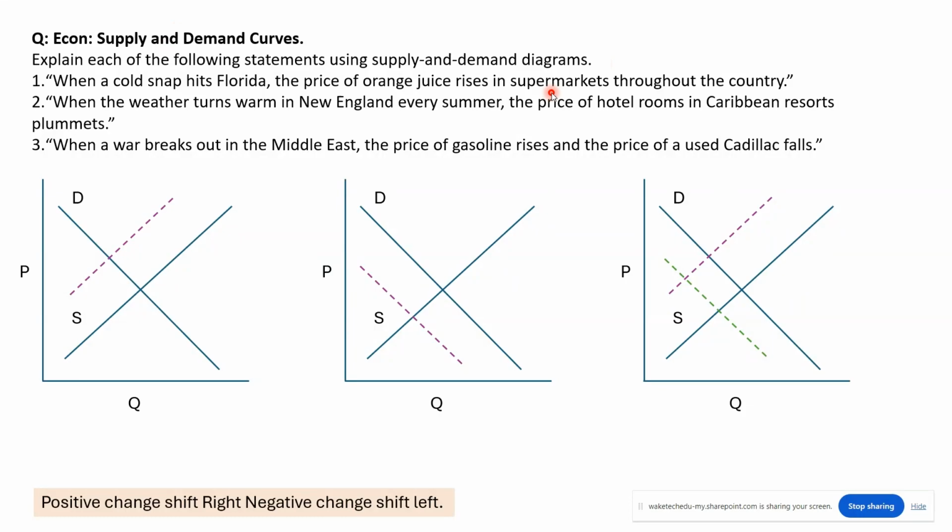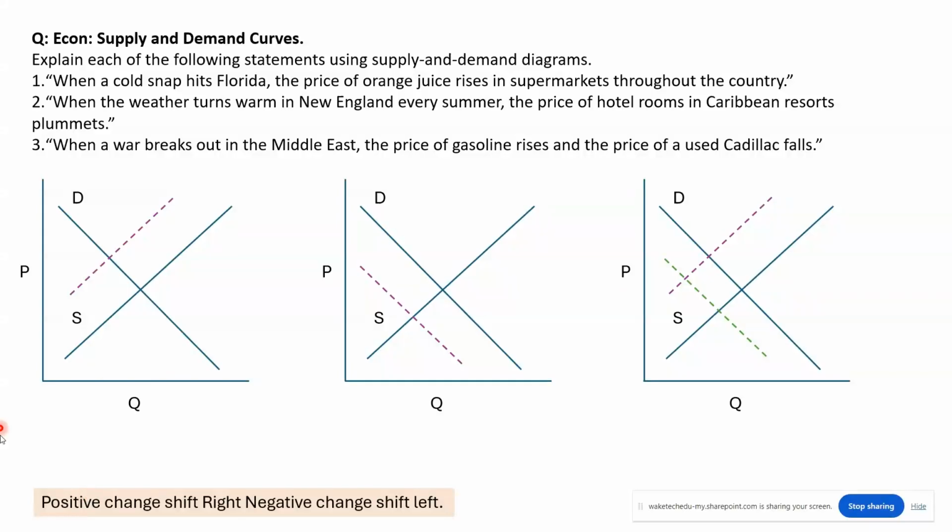So, the key things to remember here is first of all, think about what's going on here. Is it affecting my supply, or is it affecting my consumer demand? And the other thing to remember is positive changes or increases will shift my supply and demand curve to the right. Negative changes or decreases will shift my demand or supply curve to the left.